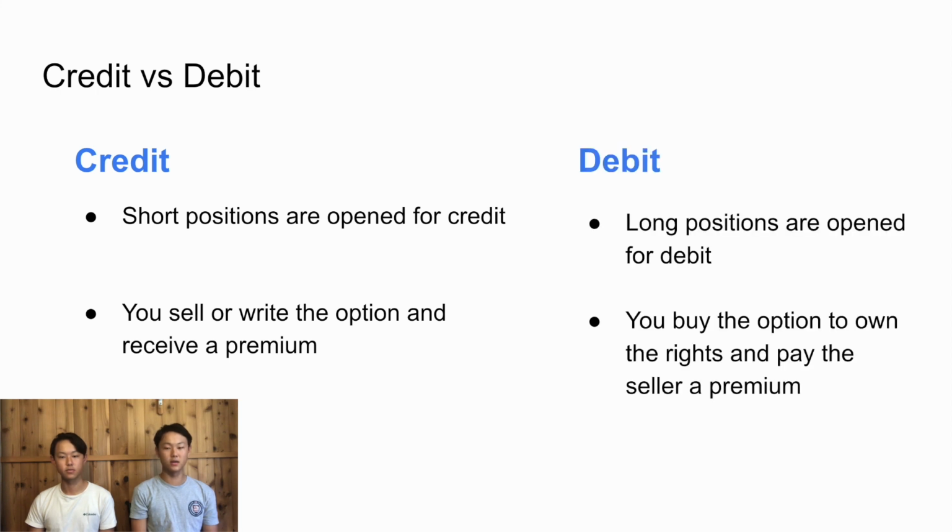On the other hand, long positions are open for debit. Long puts and long calls are both debit positions. You buy the option to own the rights and pay the seller a premium, so you give away money in return for the rights to the option contract.